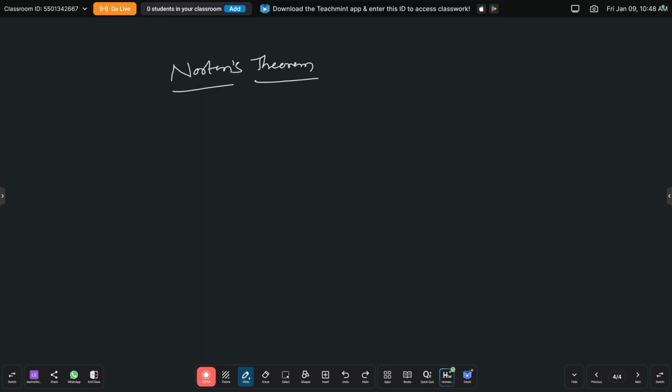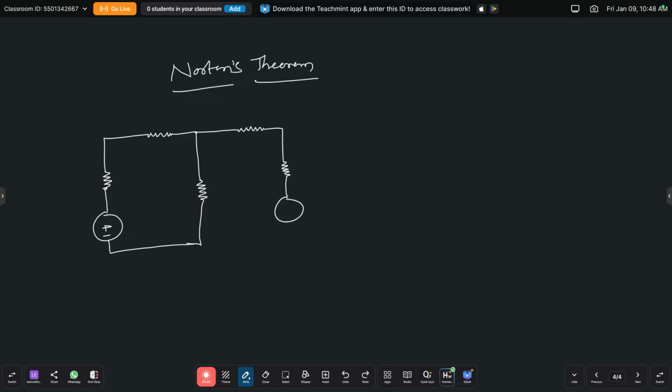So suppose I'm taking one more example here. Suppose this is resistor 1, and this is one more resistor here, and this is a voltage source, plus minus. In the middle there is one more resistance, and here also one more resistance, and here one voltage source. This is the circuit.